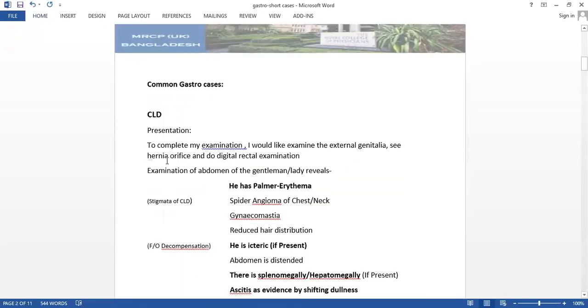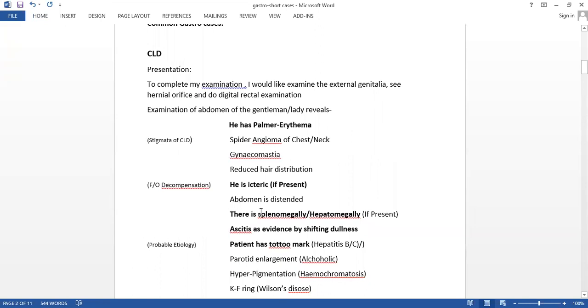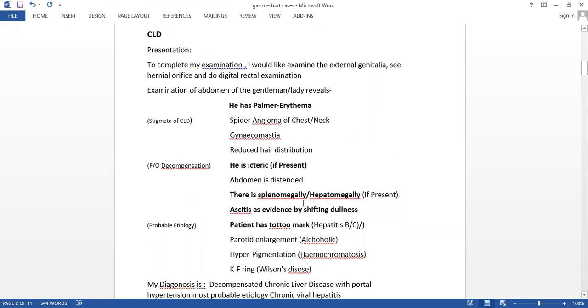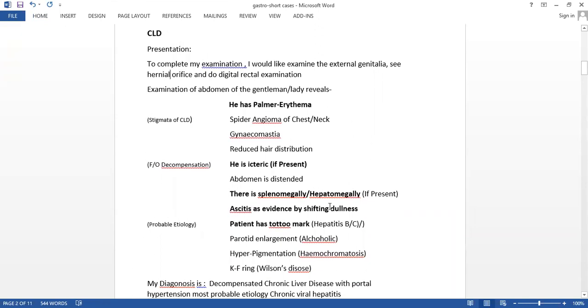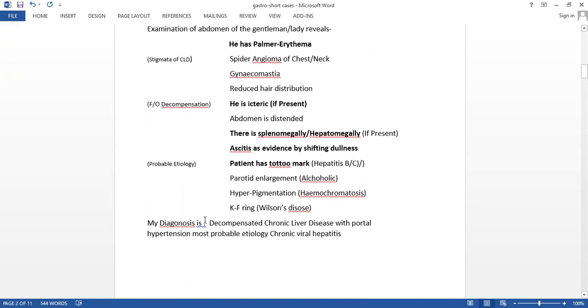Examination of the abdomen. To complete my examination, I would like to examine the external genitalia, see the hernial orifice and do the digital rectal examination. Examination of the abdomen of this gentleman reveals he has palmar erythema, he is icteric, there is hepatosplenomegaly as evidenced by, and evidence of ascites evidenced by shifting dullness. The patient has a tattoo mark on his left or right arm. So putting all this together, my diagnosis is a case of decompensated chronic liver disease with portal hypertension. Most probable etiology is chronic viral hepatitis.